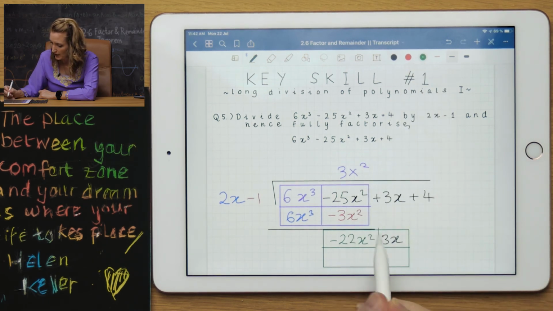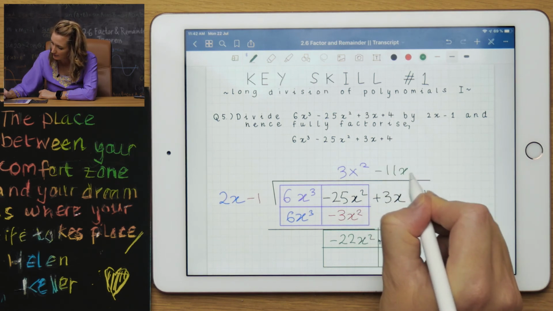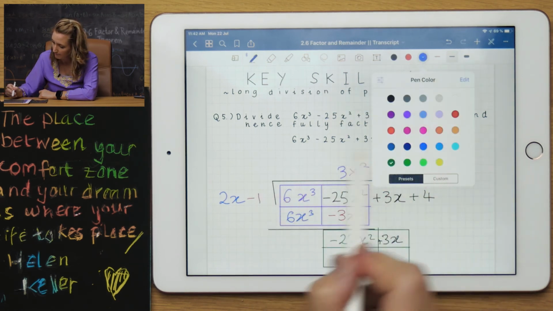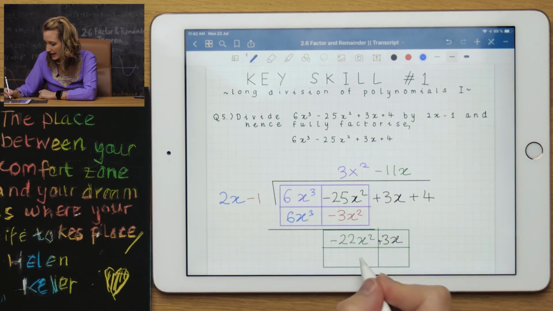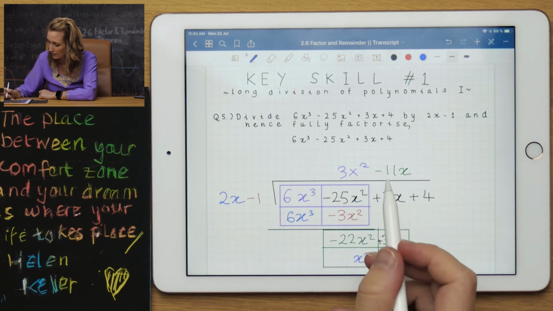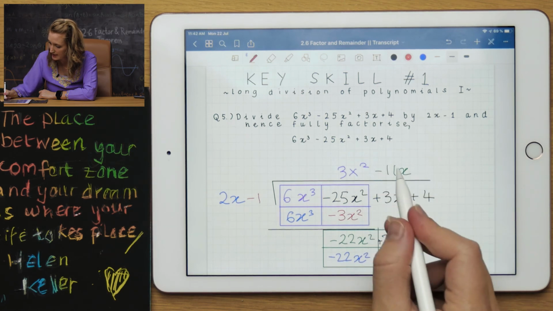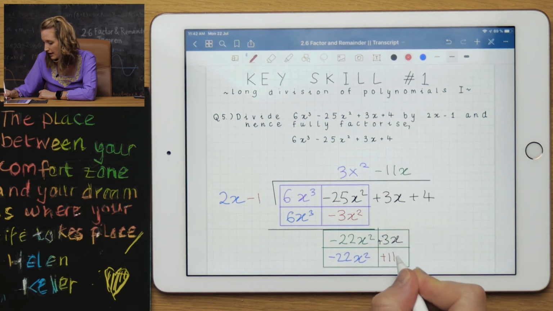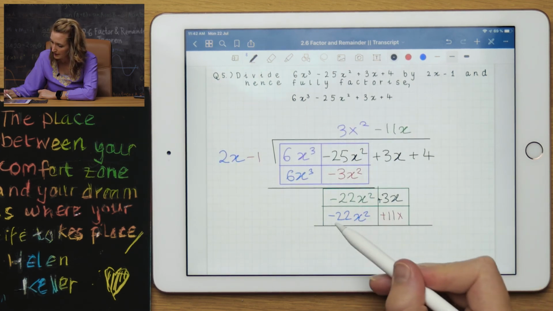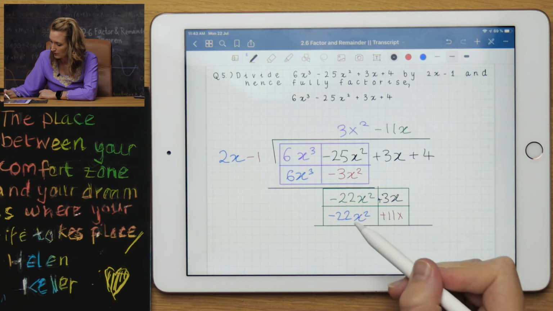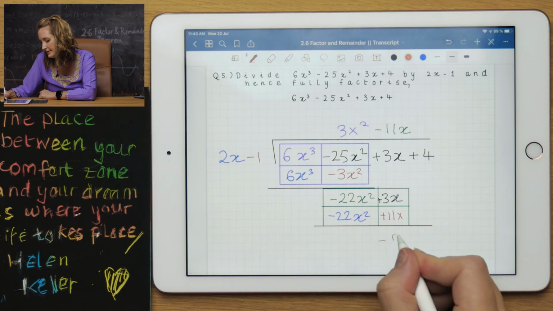Minus 22x squared divided by 2x would be minus 11x, and then multiply. 2x times by minus 11x, obviously the x and the x will give you the x squared, and the 2 and the minus 11 will give you the minus 22. Minus 1 times by minus 11x is plus 11x. Minus 22x squared, double minus here on the 22x squared would be nothing. 3x minus 11x would be minus 8x.